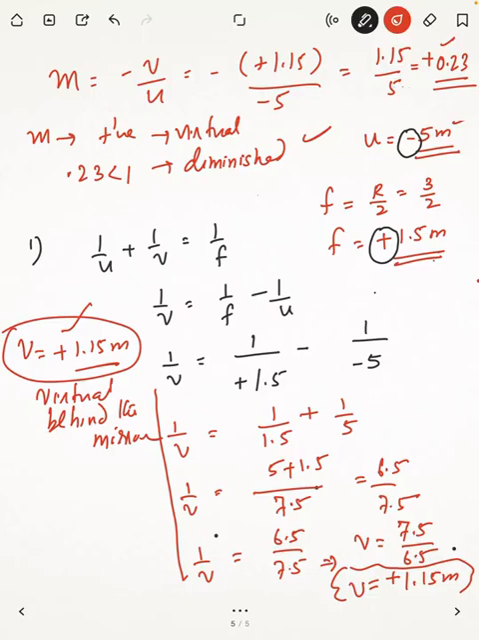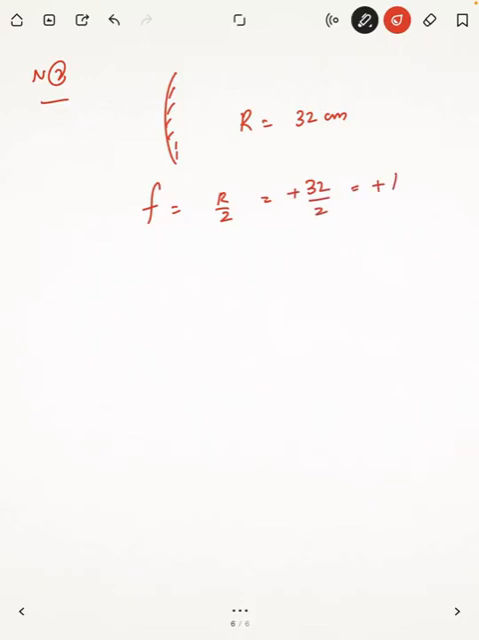One more point. Again from NCERT, suppose this is a 1 mark question. You are given a convex mirror with radius of curvature 32 centimeter. Find its focal length. So, 1 mark board question. f equal to r by 2, that is equal to 32 by 2. Focal length is positive, so you have to write plus 16 centimeter as per sign convention.